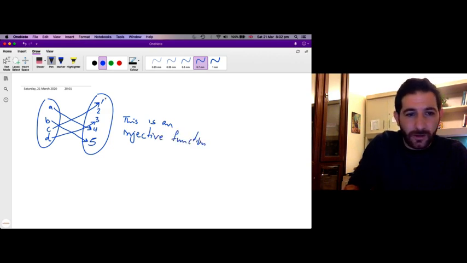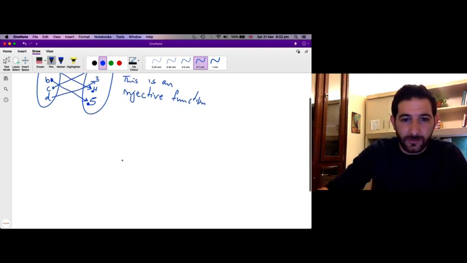Because look at the elements here: A and B have different images, 5 and 4. B and C have different images, 1 and 5 as well. D and C have different images, and so on.